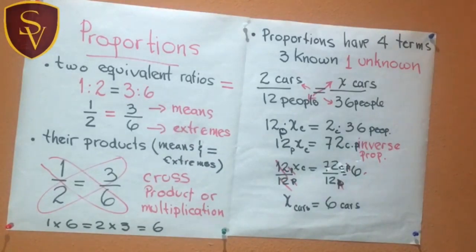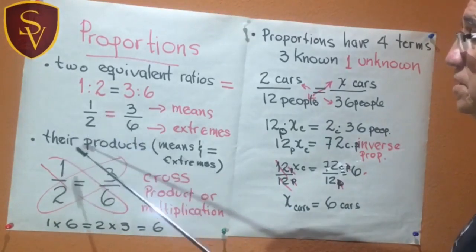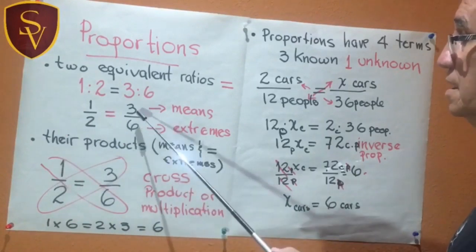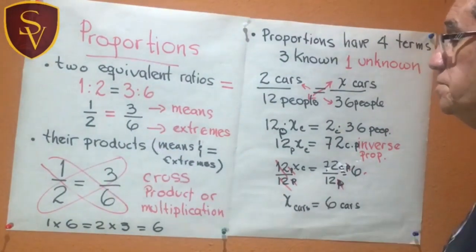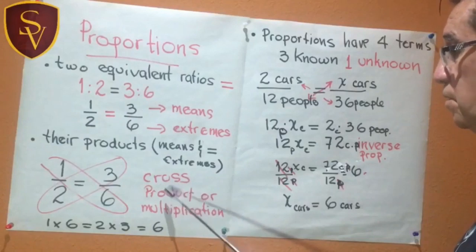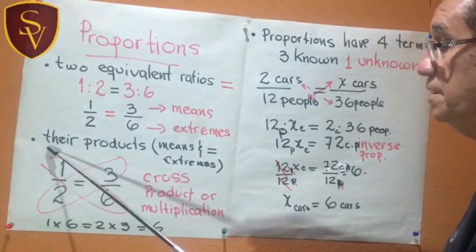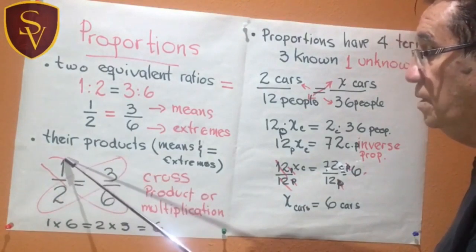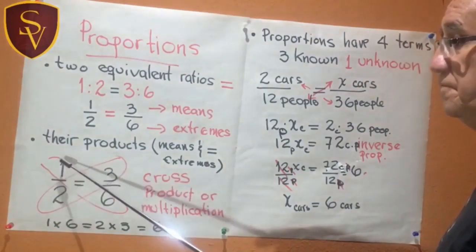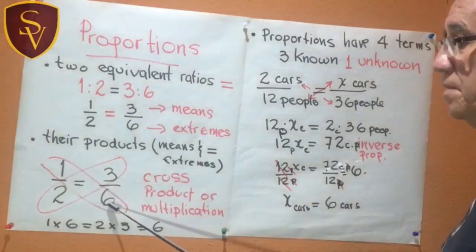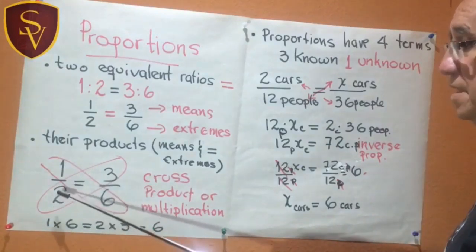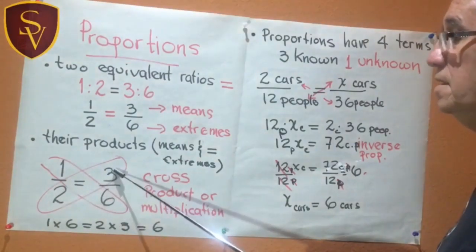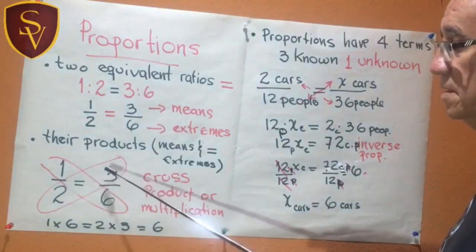The basic principle of proportion in math says that the products, that means the means multiplied, are equal to the extremes multiplied. As you can see here, it's a cross product, or a multiplication in a cross section. So the first proportion's numerator is multiplied by the denominator of the second proportion, as well as the second numerator is multiplied by the denominator of the first proportion.